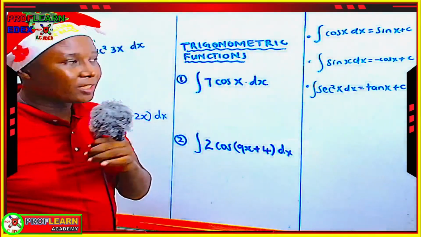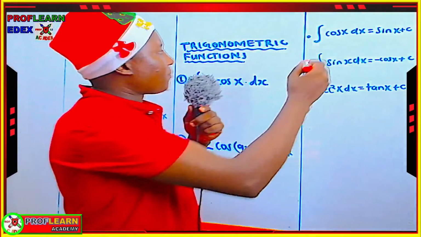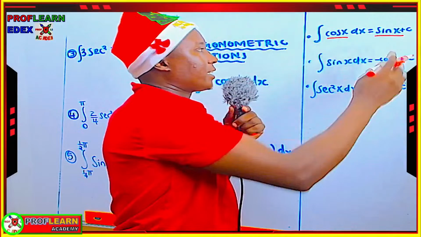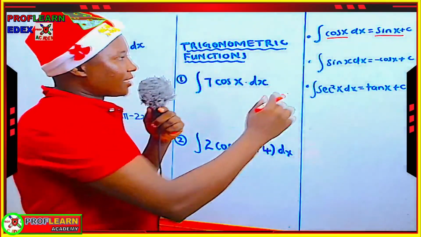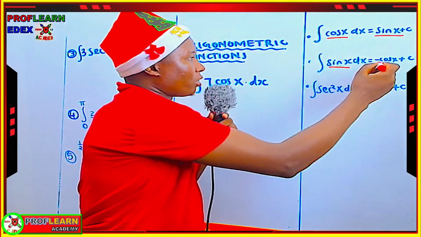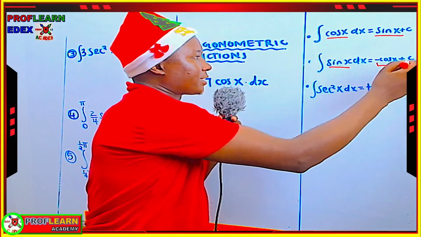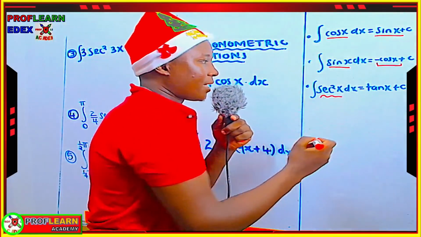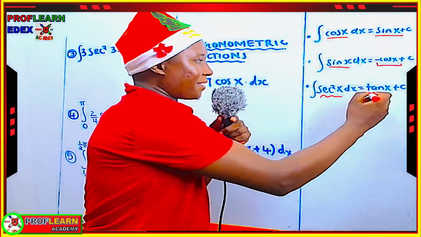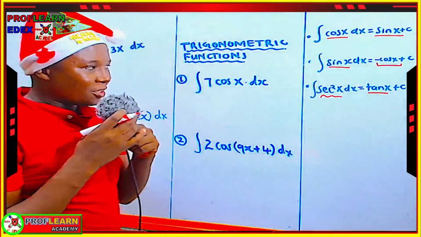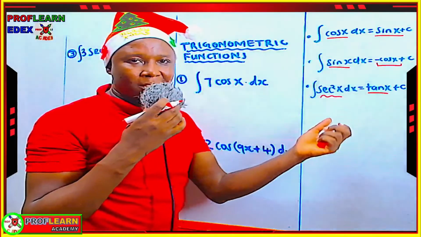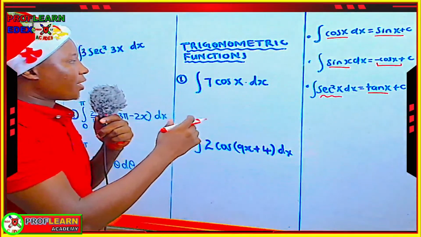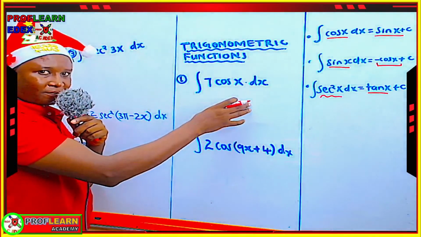Something you need to remember in this case is that integrating cos x, you are going to get sine x plus c. Integrating sine x, you are going to get negative cos x plus c. Integrating sec squared x, you are going to get tan x plus c. So we're going to see how you use these basic trigonometric tips in order to work out a question like this.